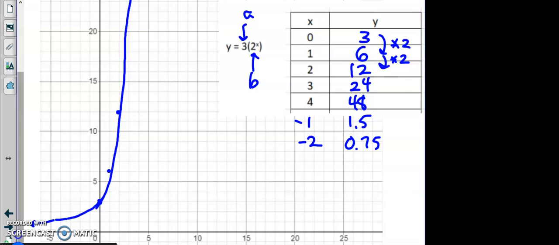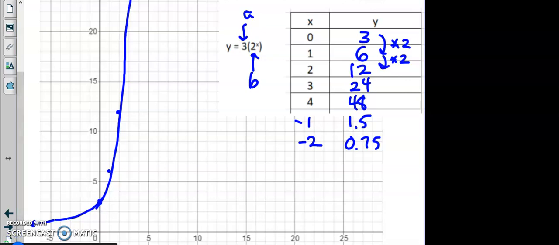I'm never going to get to 0 because even when the number gets really small, I take half of that. Half of something is not going to equal 0. So this graph here approaches the x-axis but never touches the x-axis. It never becomes negative because when you divide a positive by 2, it's always a positive answer.